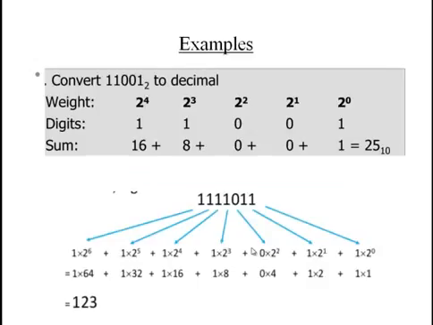For example, if we have a binary number 11001, we have to convert it into decimal. The weight associated with each digit is 2 raised to power 0, 2 raised to power 1, 2 raised to power 2, 2 raised to power 3, 2 raised to power 4. So we multiply the digits 11001 with their corresponding weights and then add all the values. The resultant is 25. So 11001 in binary, if we convert it into decimal, is 25.